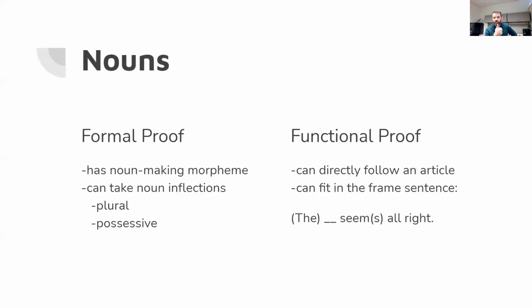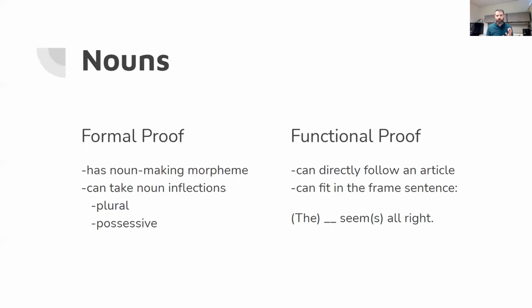Our formal proofs are that it contains a noun-making morpheme. Examples of these are things like ity, or ness, or ment, or tion. When we add it to the end of the word, that makes it a noun. That's a noun-making morpheme. And also, if it can take noun inflections, and we learned about those last week, those two noun inflections, the possessive and the plural, then that gives us evidence that it's a noun.